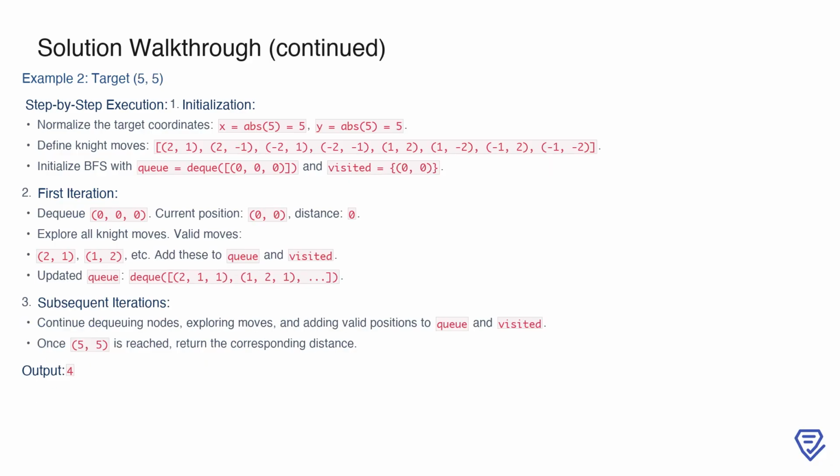Now, let's consider the target, 5, 5. Again, we normalize the coordinates, so x and y remain 5.